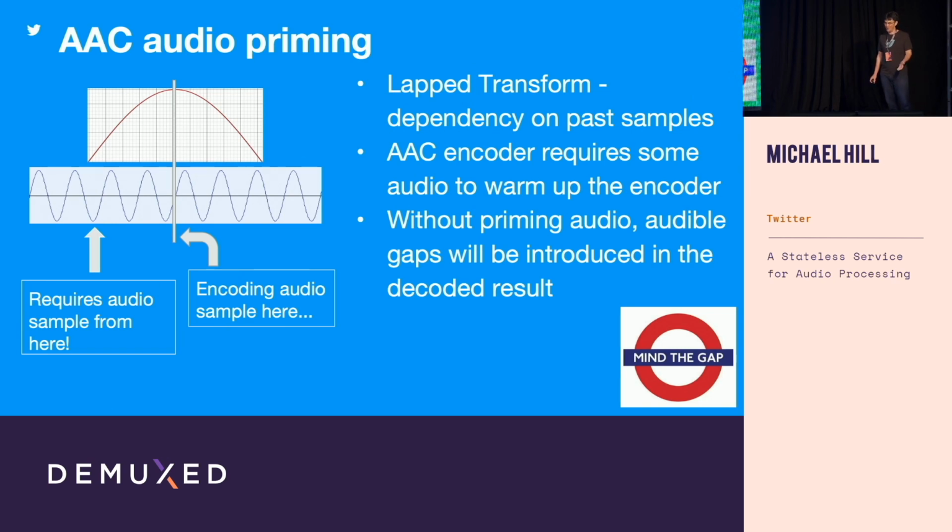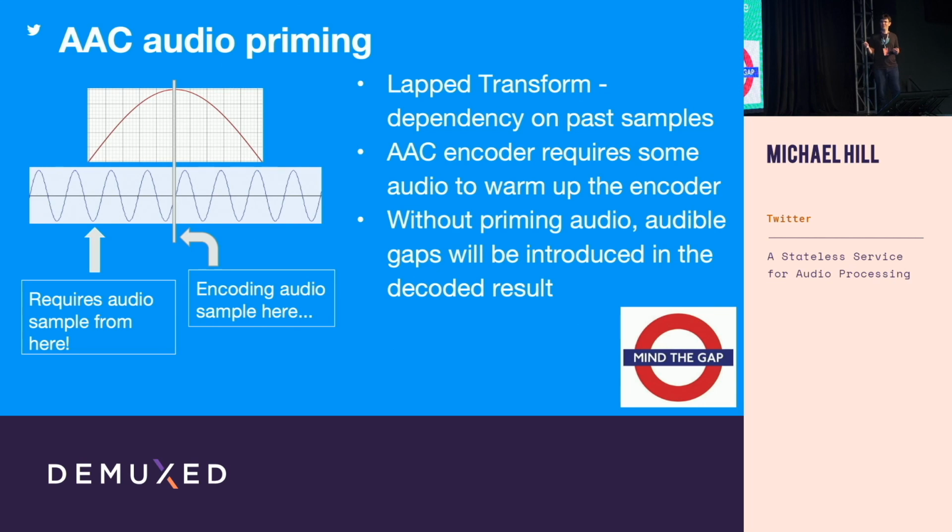AAC, among other audio codecs, uses what's called a lapped transform. I'm not going to go into the deep details of it, but essentially a lapped transform introduces dependency. It has a bidirectional dependency based on a window function. So if you want to accurately reproduce a sample at a given time, you need audio information from both the past and the future.